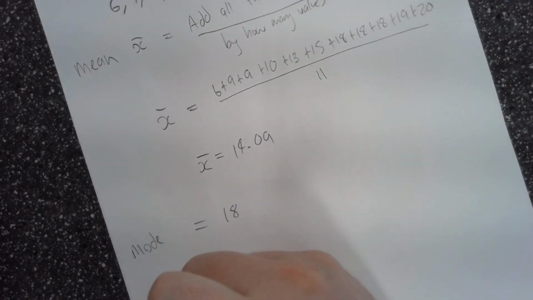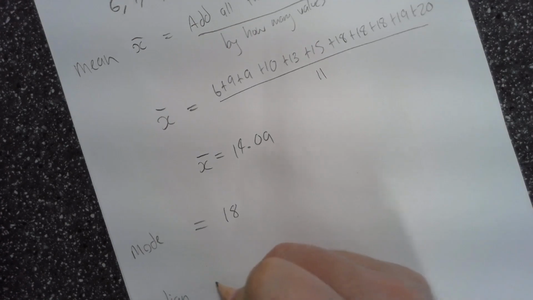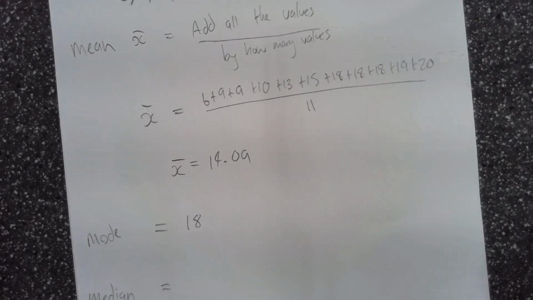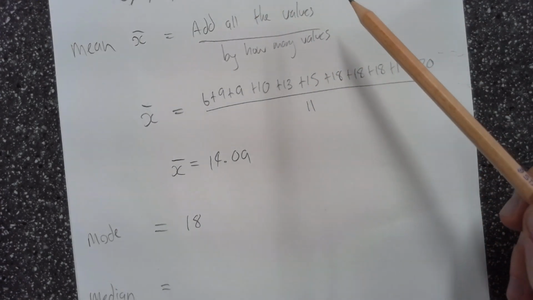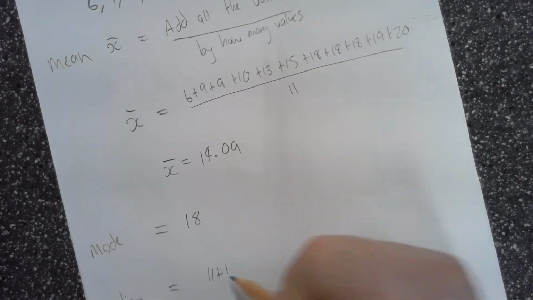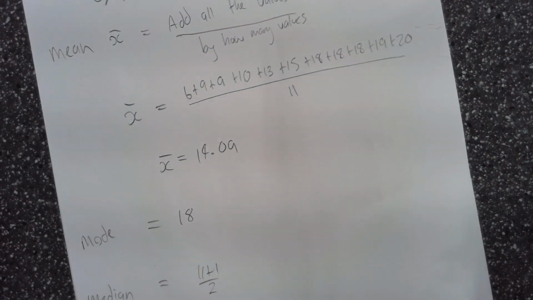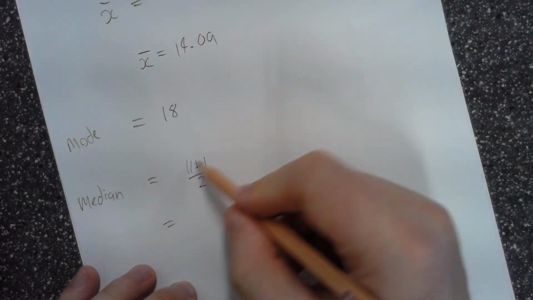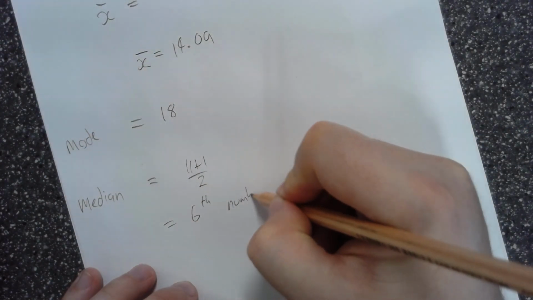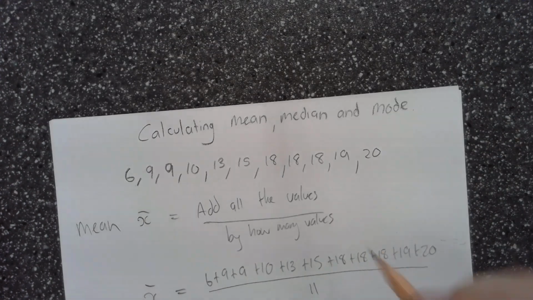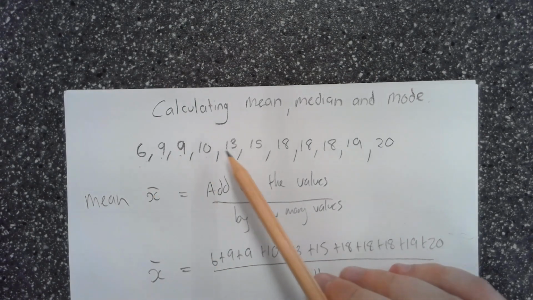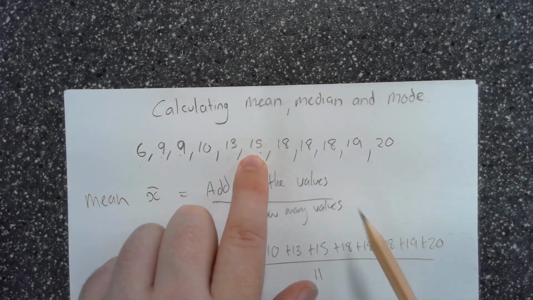Median is our last measure of center. To calculate median, we are going to go how many numbers there are, and add 1. So there's 11 numbers, we're going to add 1 and then divide that answer by 2. In this case, we had 11 numbers, we add 1, divide by 2, we got 12 divided by 2, we get 6. So the 6th number is our median. So we're going to go back up to our values up here. We're going to go 1, 2, 3, 4, 5, 6. So 15 is our median.